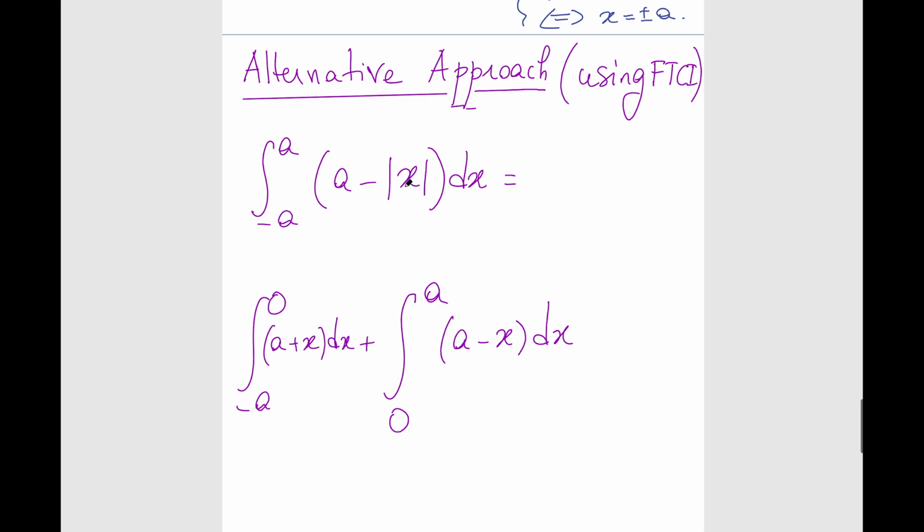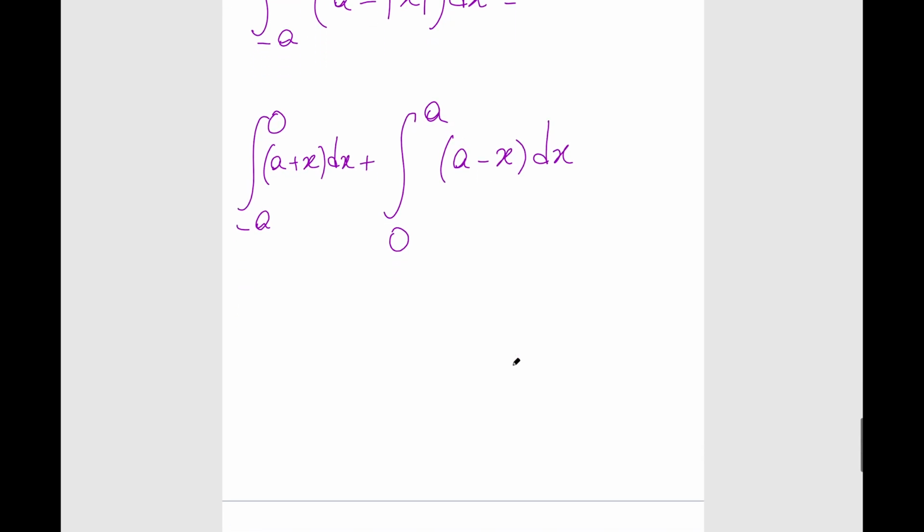Below 0, absolute value of x is minus x. As such, I can replace absolute value of x by negative x, and this becomes minus the minus x, so plus x, as discussed above. And after 0, the absolute value of x becomes x. So this becomes simply this. Make sense? Okay. All right.